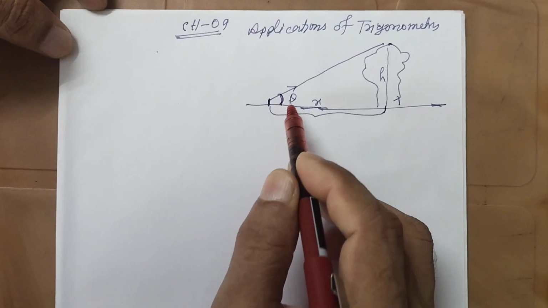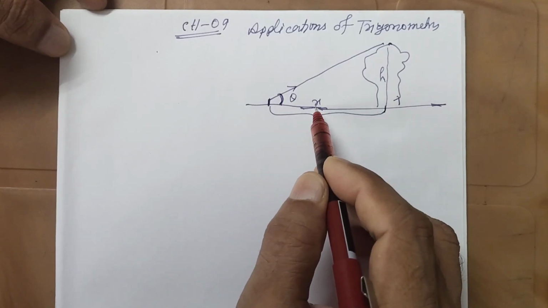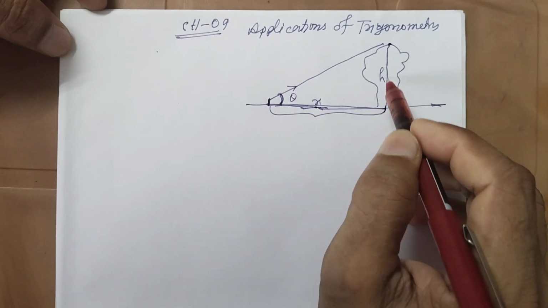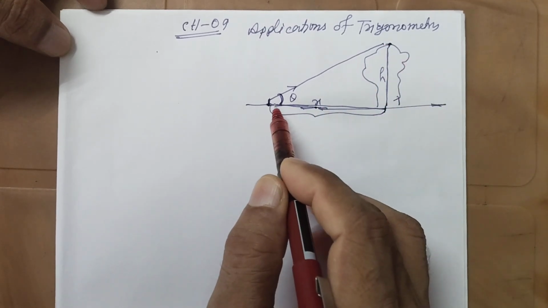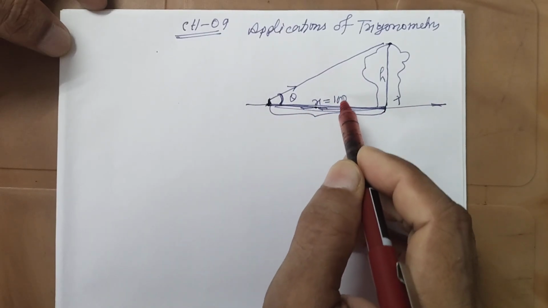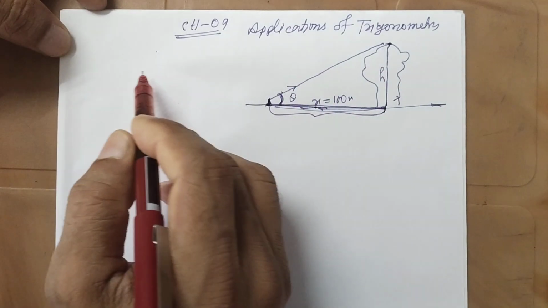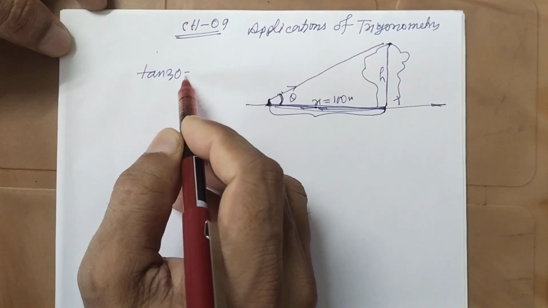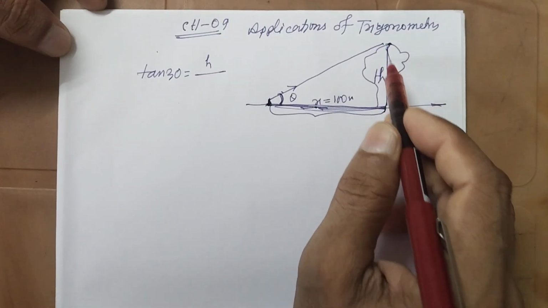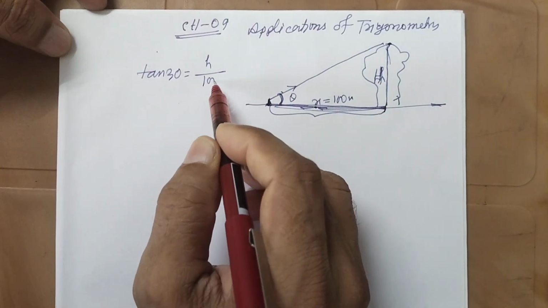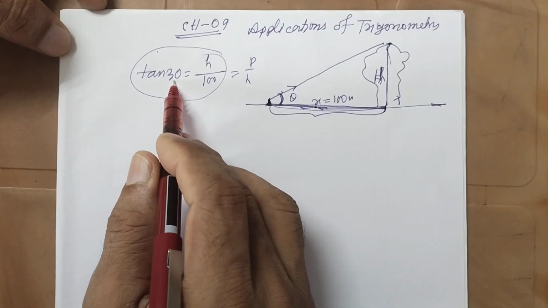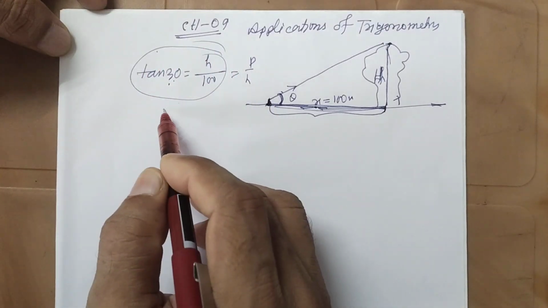See, if we know the angle, and if we know this x distance, it is on the ground, we can measure it. We don't have to climb the tree to measure its height. We can just take a certain point on the ground, say 100 meter, and you can measure the angle, and you can use here tan theta is equal to perpendicular by base, height H by 100, it is P by B actually. And if we know this angle, we can find the height of the tree.